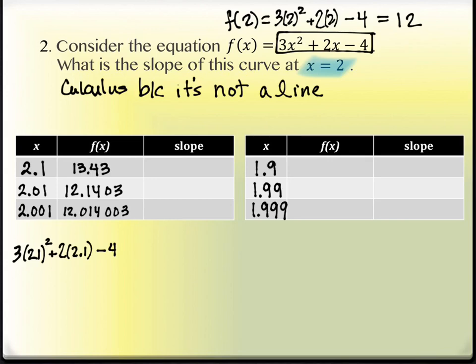The 1.9s are 10.63, 11.8603, and 11.98603.